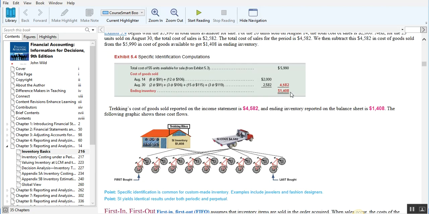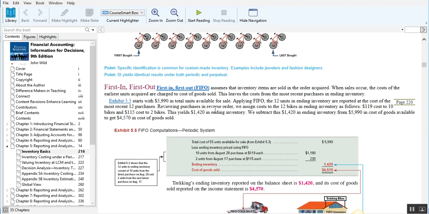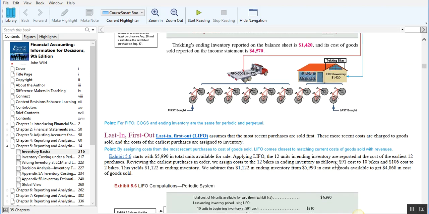So we'll go down here to the FIFO approach, and this is what they do. 10 units from the August 28th purchase at $119 each, and you calculate that, $1,190. 2 units from the August 17th purchase at $115 for $230. Your total ending inventory then is $1,420.